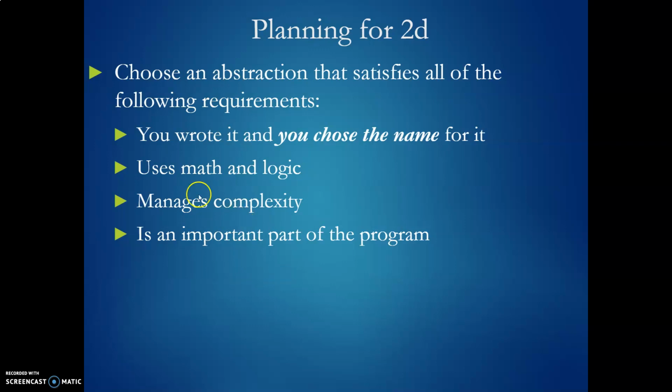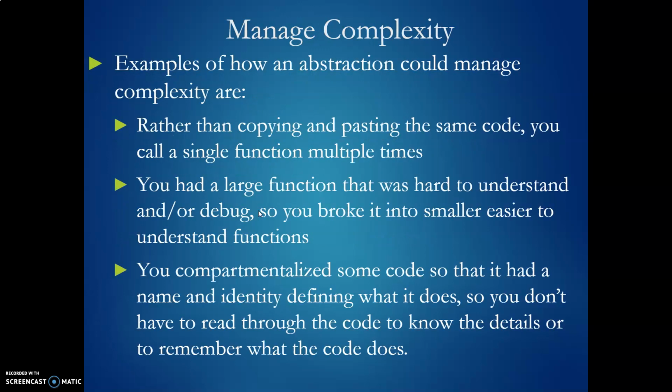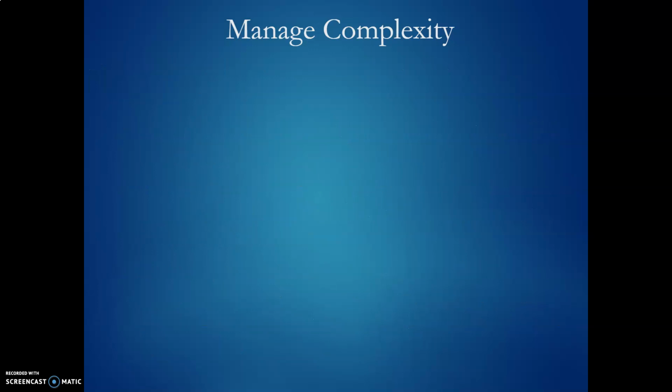Now for this one, we have to use math and logic, and we need to show that it manages the complexity in our program and it's important. So examples of how you might use a function to manage complexity are it'll save you copying and pasting. Rather than copying and pasting code, you can just call that function. It also breaks the program up into parts, making it easier to find the part that has the problem, easier to understand. And it makes it easier to read through the code, right? It makes it easier to find the part of the program that you want to modify or change if you're trying to make the program do something different or you're trying to fix a problem.